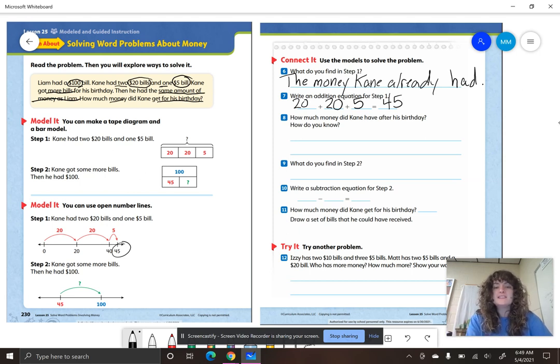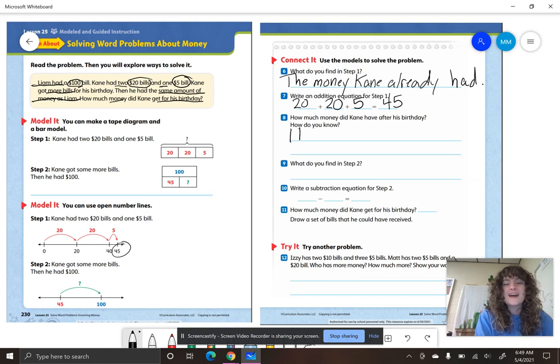All right, number 8 says, how much money did Kane have after his birthday? How do you know? So look back at the word problem, Smarties. It says, then he had the same amount of money as Liam. So it doesn't tell us the amount, but if we go back to the beginning of our word problem, it says that Liam had a $100 bill. So how much money did Kane have after his birthday?